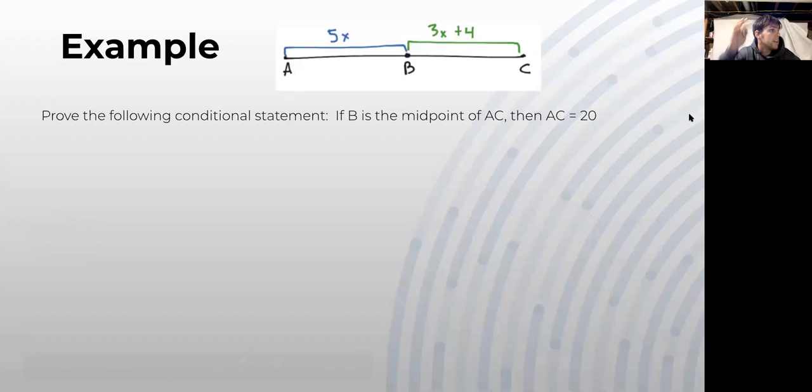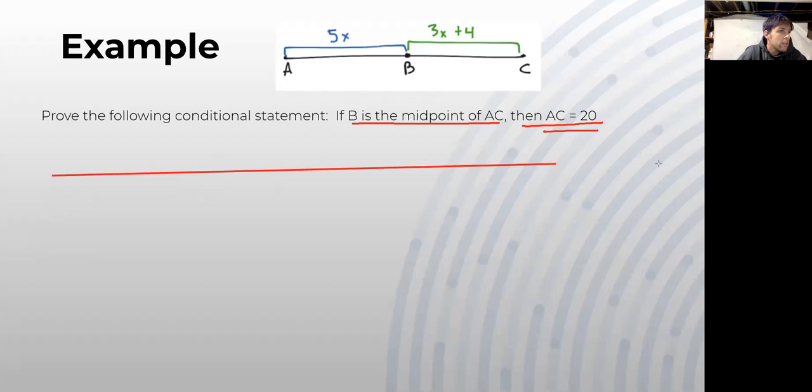All right, let's take a look here. Here's an example again. This is our given information here. This is where we're starting. So we know that B is the midpoint of AC. That's some additional information there. Then we're going to try to prove that AC, the whole length here, is equal to 20. Okay. So this is going to be a proof. We're going to set this up using our regular two-column proof.